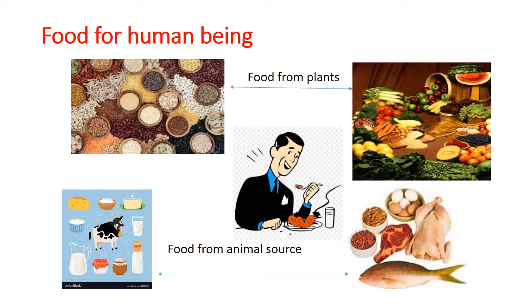Then on the other hand, we also use lots of food coming from animals, like chicken, meat and fish. They are directly derived from some of the animals. So how to increase the quantity of these food products? So we have to increase the number of animals. So when we increase the population of animals, obviously we will get more product.